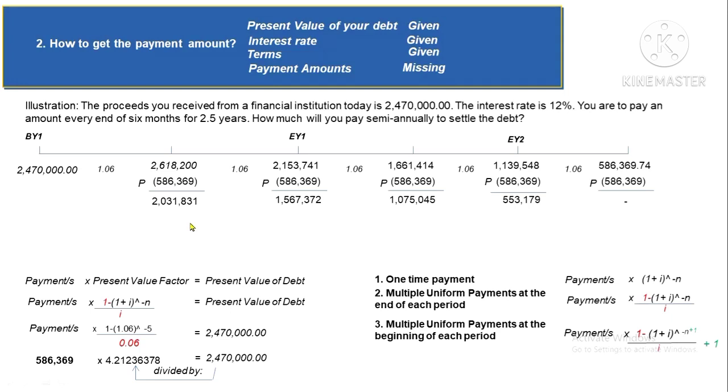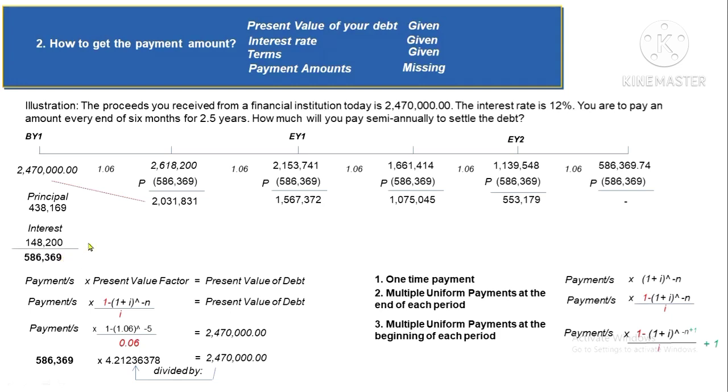But let's analyze further. I told you earlier that payments for non-interest bearing notes include principal and interest payments. So we need to prove that now. As you can see here, we have the beginning liability of 2,470,000. However, after 6 months, it became 2,031,831. So it's safe to conclude that there is a principal payment of how much? 438,169. That is the difference between these two balances. How about the interest, sir? Since we have the total payment of 586,369 and the principal payment is 438,169, the difference of the two, which is 148,200, is the interest payment, for a total of 586,369.